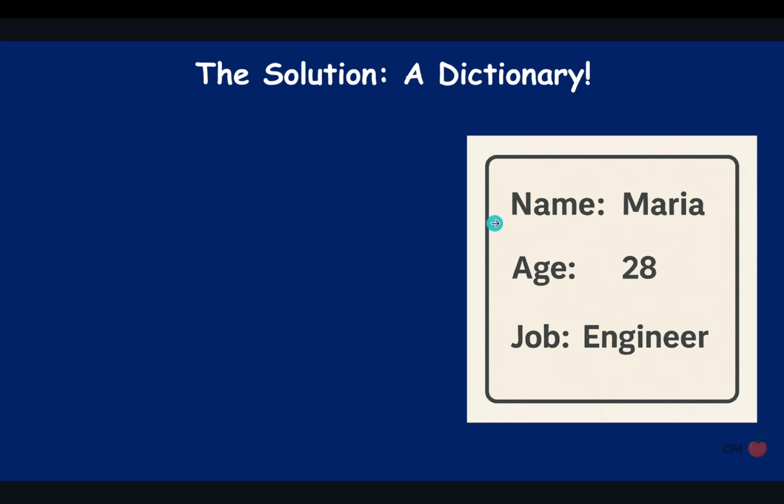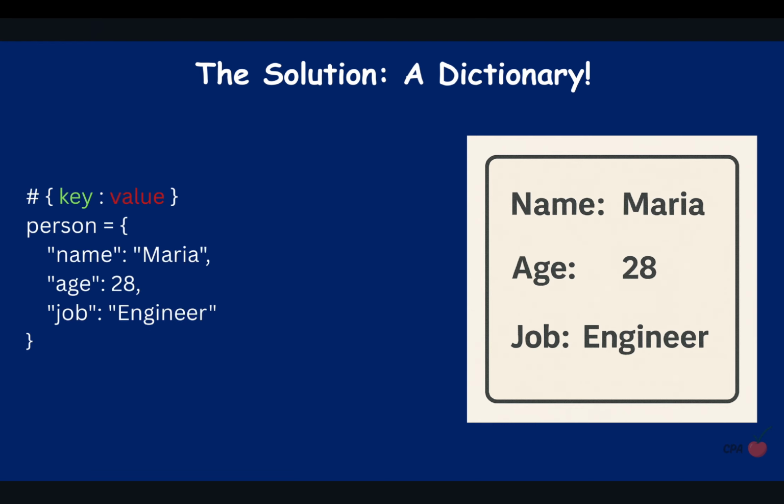So the solution is to have our data labeled. For example, we have the label name and then the value Maria. We have the label age and then the value 28 and so on. Just like a dictionary where we can look up a word and see what it means, or our contacts in our phone where we look at the name and we see the number. We can do this in Python using dictionaries.